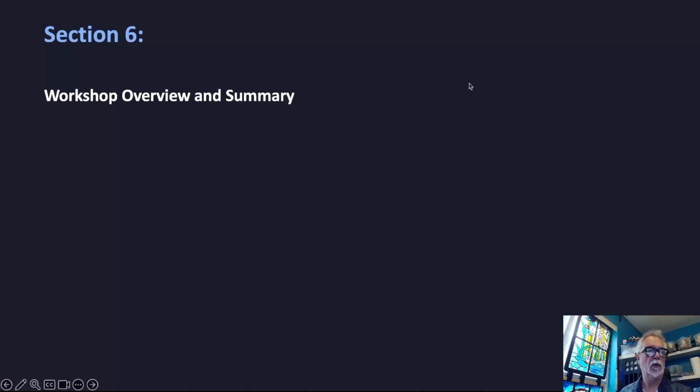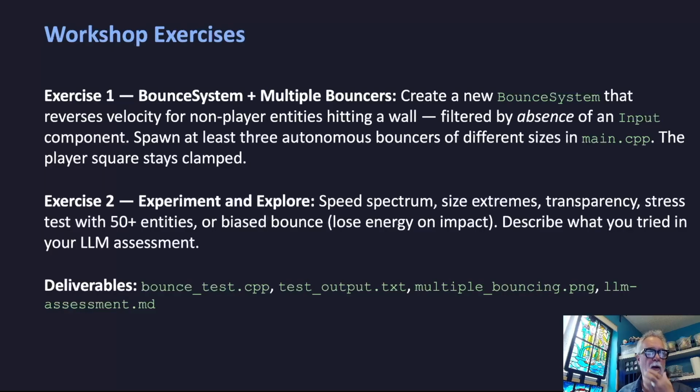Okay, so what we are going to do now is talk about the workshop overview and the summary of this class. What we want you to do is build a bounce system and multiple bouncers. In the exercises, we walk you through step by step how to create a new bounce system that reverses the velocity for non-player entities hitting a wall.